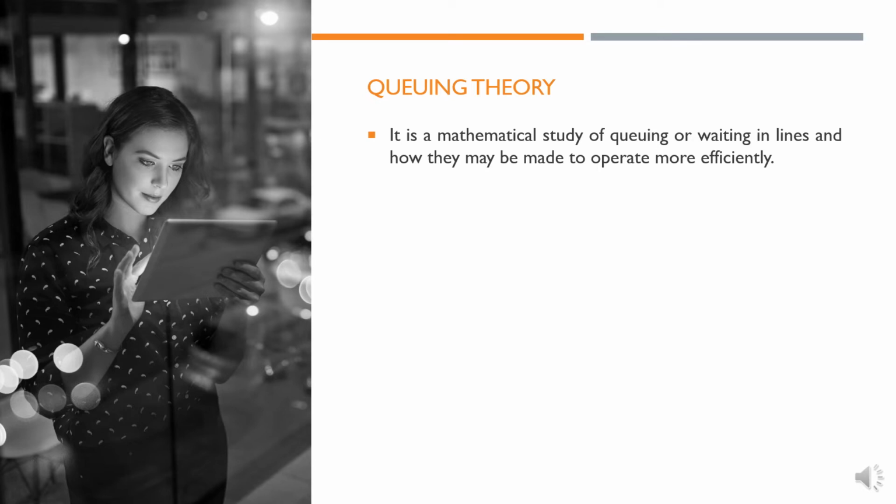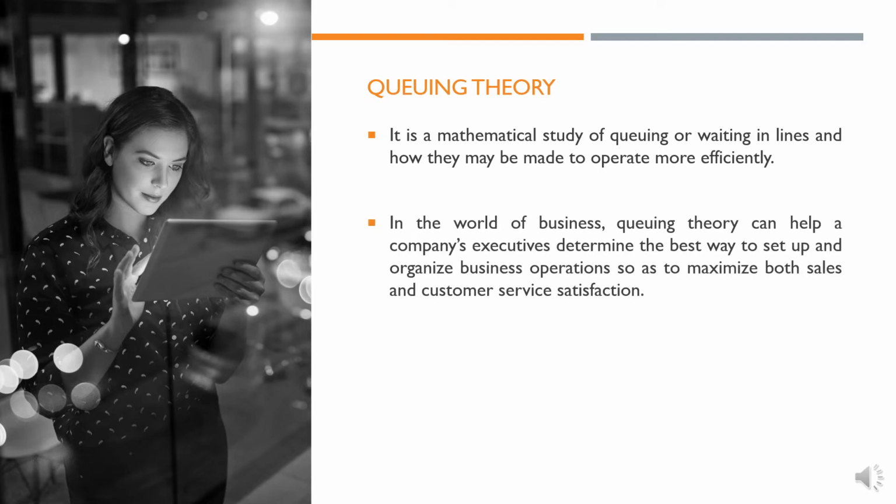For example, an auto manufacturer may look to a queuing theory for guidance on the most efficient way to set up its assembly lines. A transport company such as FedEx or LBC can use queuing theory to determine the most operationally efficient manner of transferring packages from one transport vehicle to another. In the world of business, queuing theory can help a company's executives determine the best way to set up and organize business operations so as to maximize both sales and customer service satisfaction.